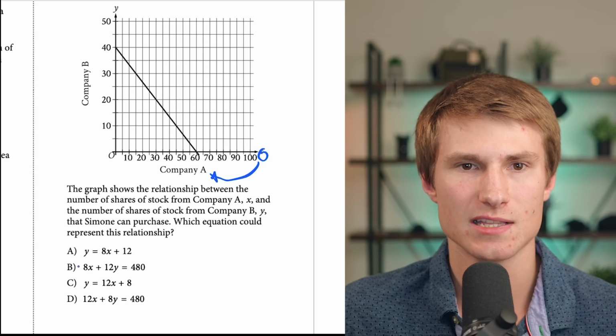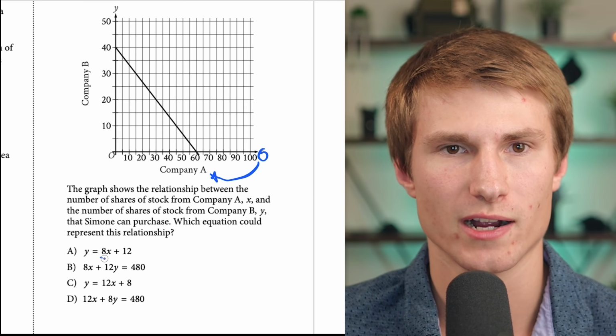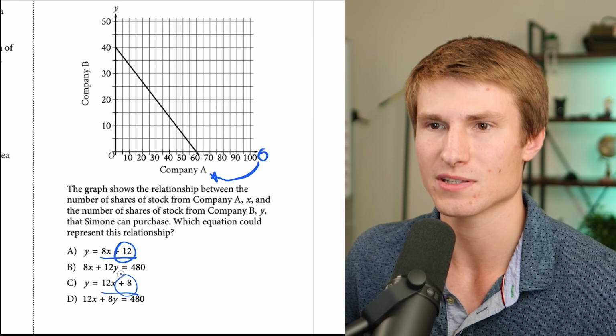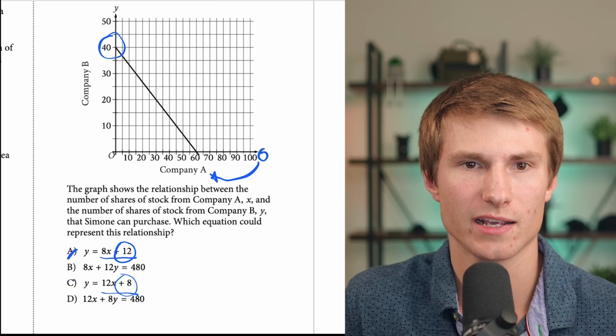Now, in this case, I see that A and C both are in point slope form. So I'm going to go ahead and just check if they're correct since that's the easiest thing to do. Here I see that both of these have y-intercepts that are not correct. I have 12 and 8, but the actual y-intercept is 40. So I can go ahead and get rid of A and I can get rid of C.